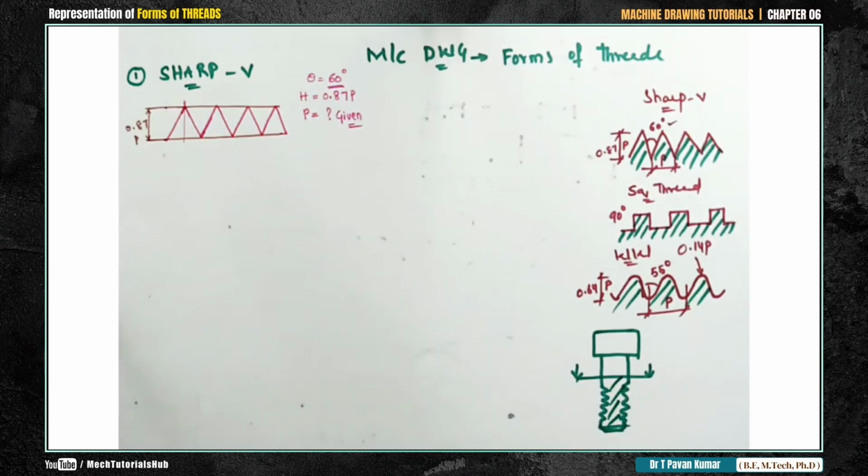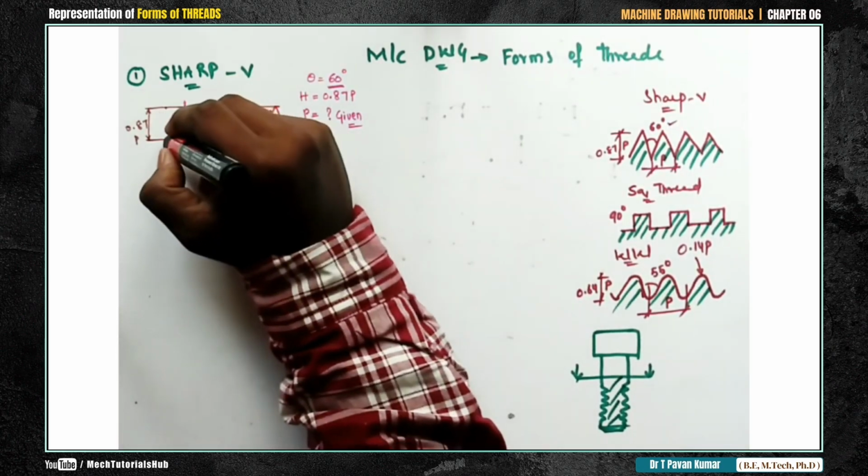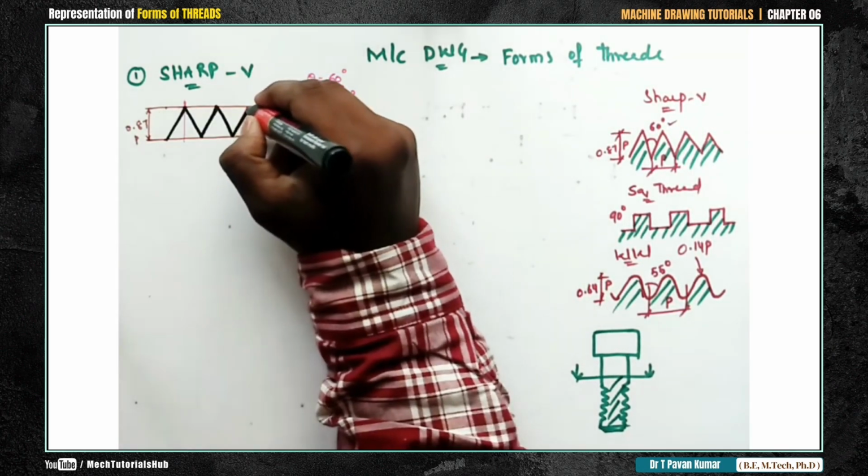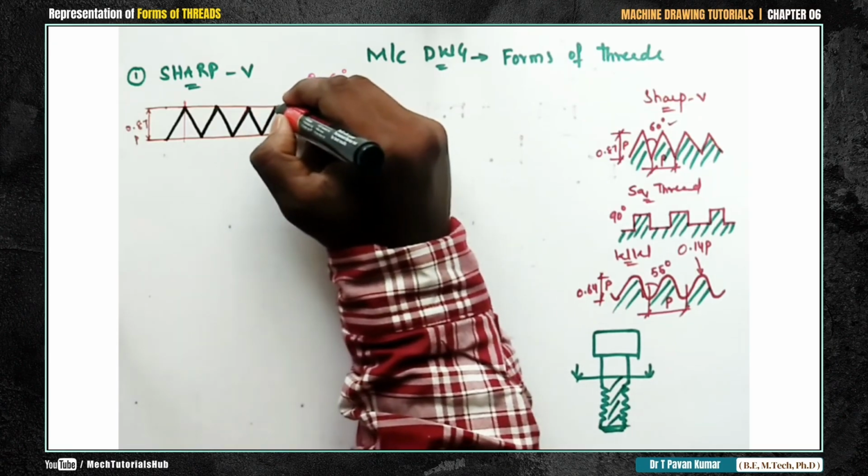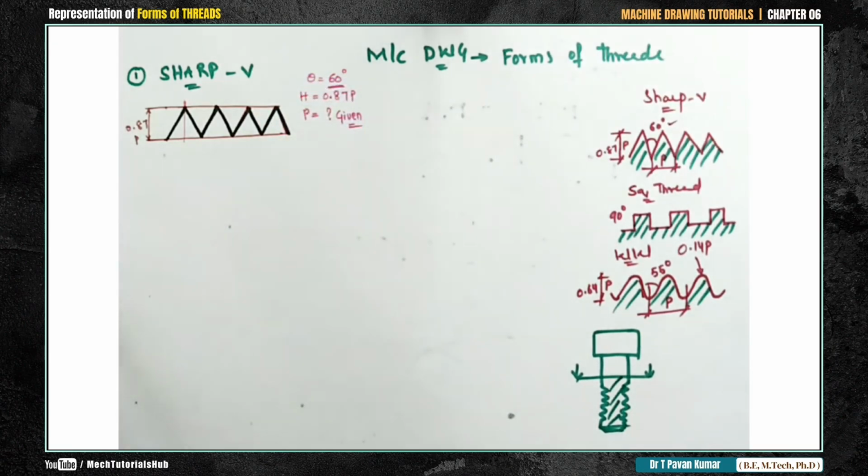dimensions. Draw this curve not with free hand, draw this curve also with the help of compass. This is maintaining 60 degrees inclination, whatever the value given in the question. This is P. Pitch may be given to you. Pitch may be 12 mm, 15 mm, 20 mm. Accordingly calculate the H value, and you'll get this profile.